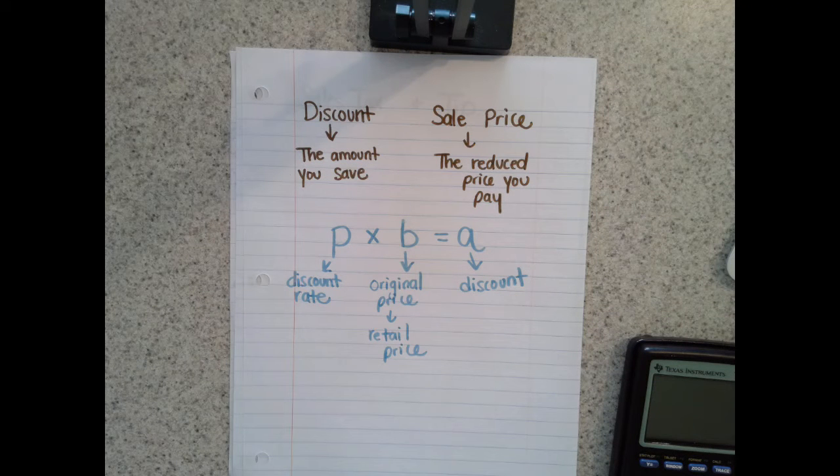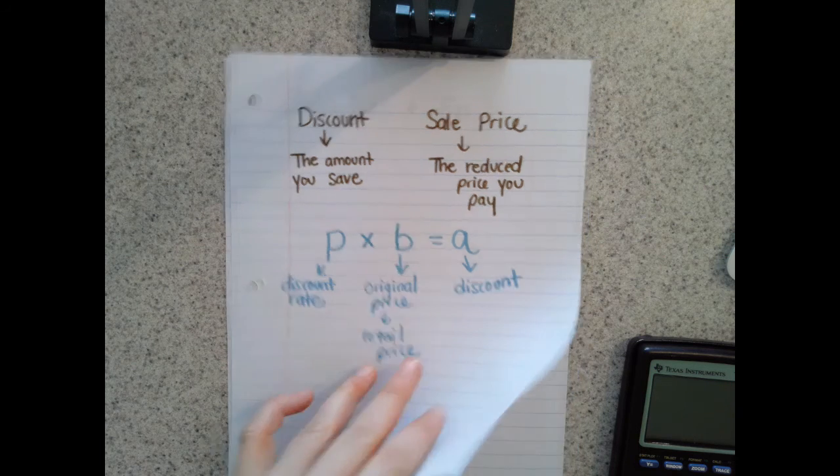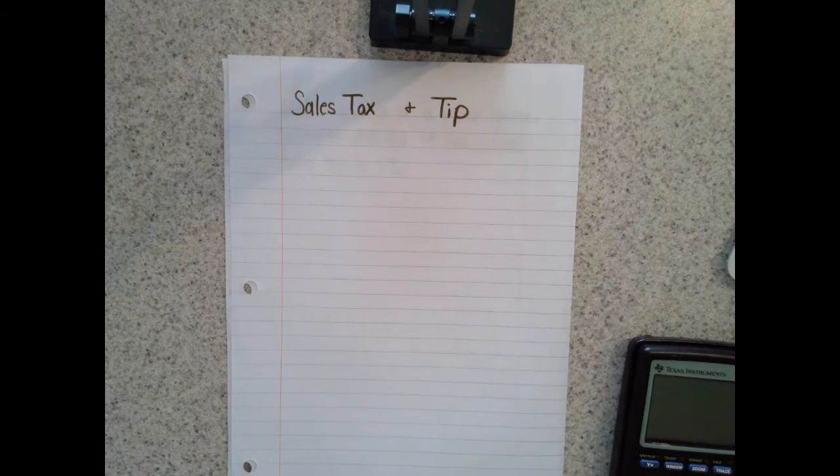Yesterday we looked at discount, which to find the sale price, you subtract the discount off of your bill. Today we're going to look at sales tax and tip. These two are very similar because they're both costs that you add onto your total bill. So yesterday we were subtracting a cost off of our total bill. Today we're adding costs onto our total bill.